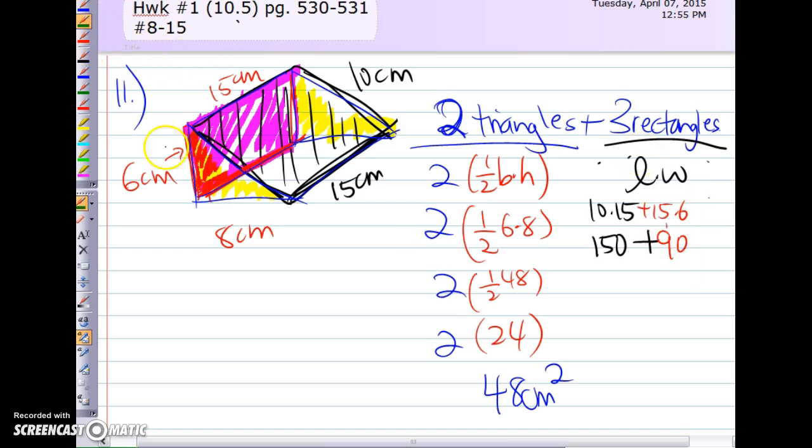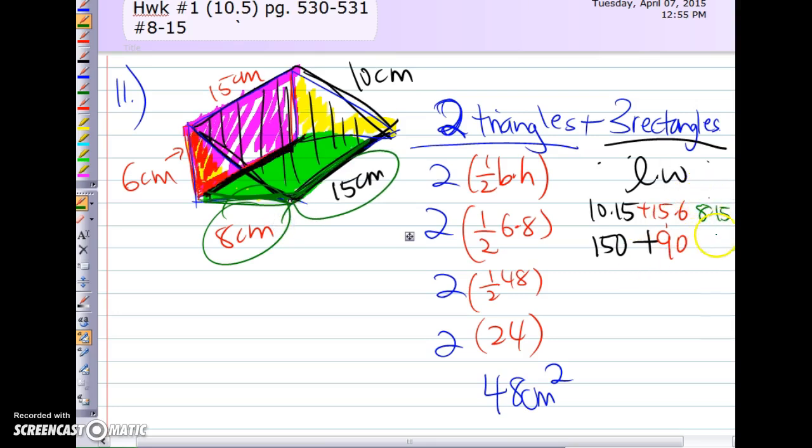And then I'm going to find my last one. Let me use this green highlighter here. The last one is at the bottom. So the base and the height, or the length and the width of that rectangle down there, is going to be length, width. So it's going to be the 8 centimeters, and the width is going to be the 15 centimeters. So that's 8 times 15. 8 times 15 is the same as 125.